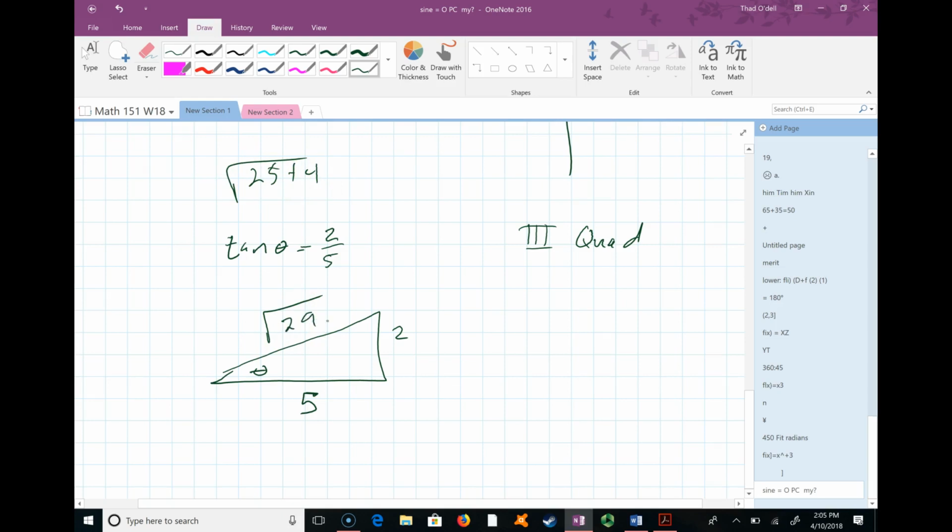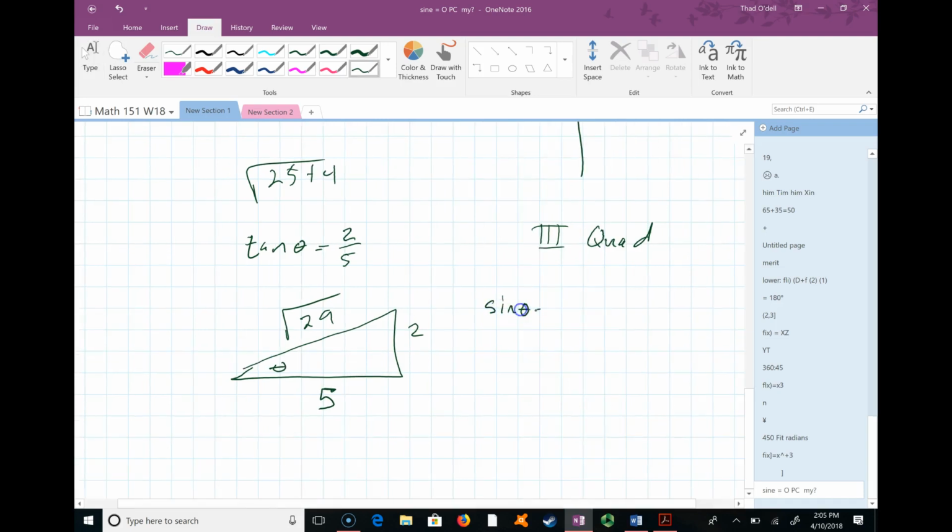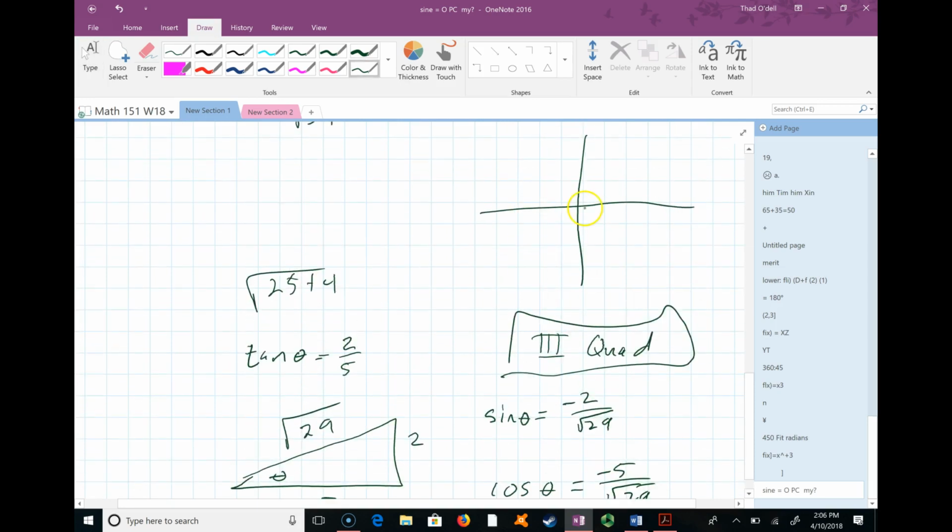So now we'll just go ahead and say, okay, in the third quadrant, we know that tangent's positive, but both sine and cosine are negative. So that means sine of theta is equal to opposite over hypotenuse, so that would be negative 2 over the square root of 29. And cosine of theta is adjacent over hypotenuse, so that would be negative 5 over the square root of 29. Again, the negatives come from the knowledge that we're in the third quadrant, because in the third quadrant I'm going to the left and down. So both the x and y coordinates would be negative, which means both sine and cosine would be negative.